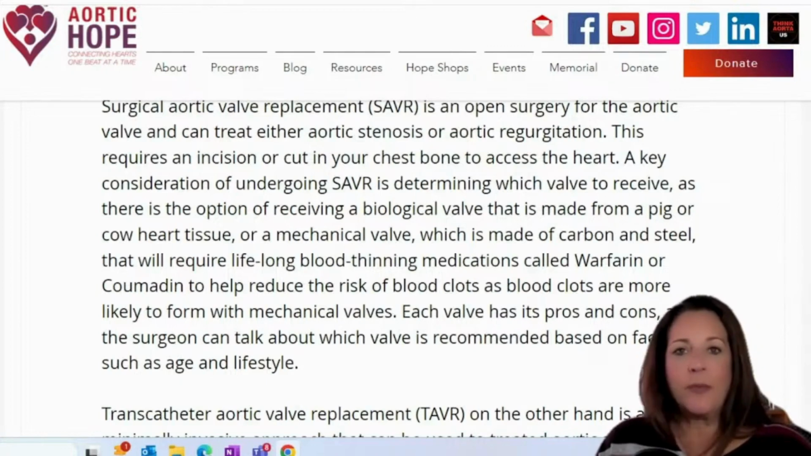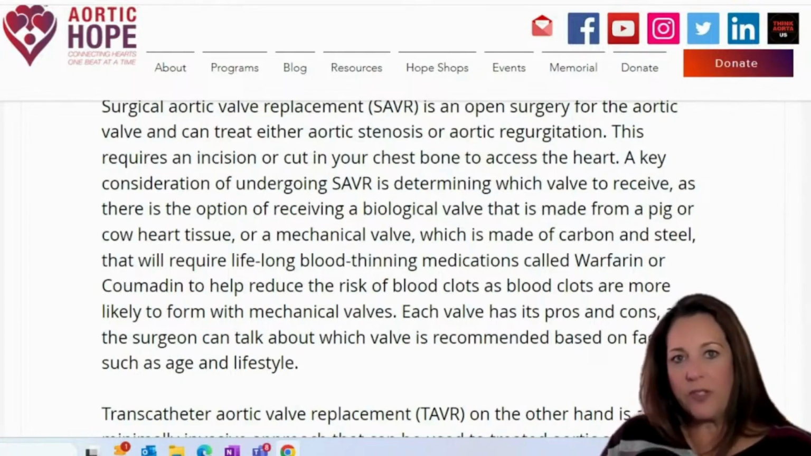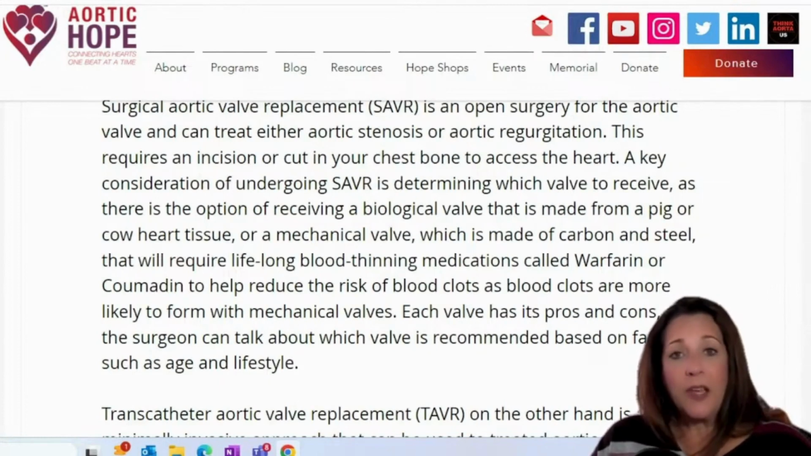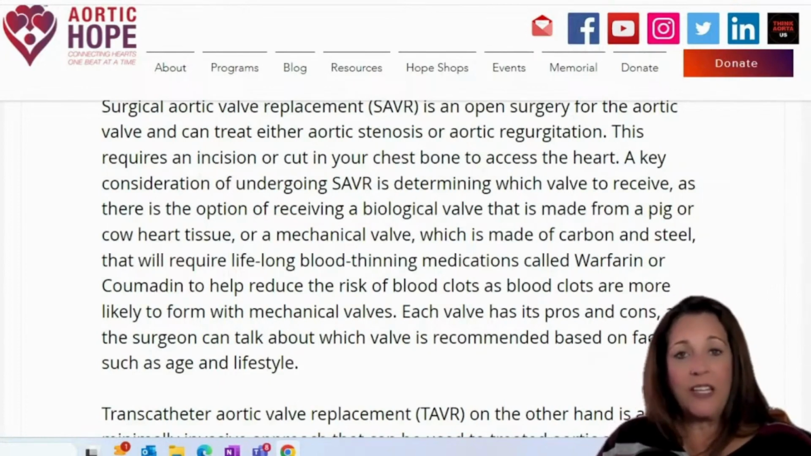And there's a lot of information out there about these different valve choices. And again, very personal for yourself, your family, and especially between you and your physician in finding out which one you think might work better for you.